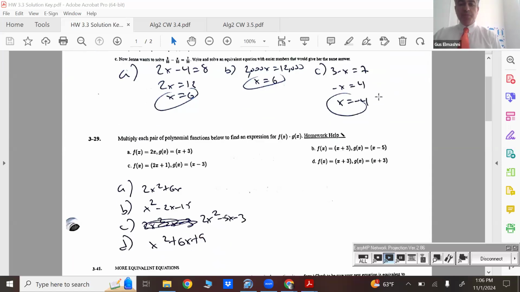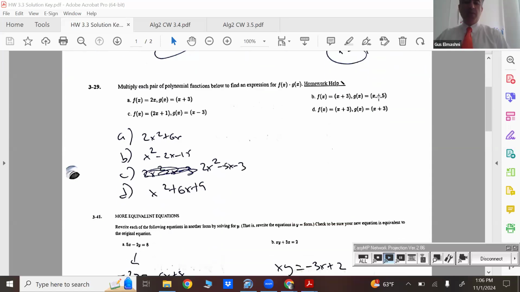So I guess that's 325. For 329, that's just review of old stuff, like can you distribute or FOIL? So part A, distribute the 2x, you should get that. Part B, x plus 3 times x minus 5 is x squared minus 2x minus 15. For part C, 2x plus 1 with x minus 3 is 2x squared and -5x minus 3. And D, if you're multiplying x plus 3 by itself, or FOILing it with itself, you should get x squared plus 6x plus 9. So that's just review of old stuff. You guys should be okay with that. Any questions at all? Nope.